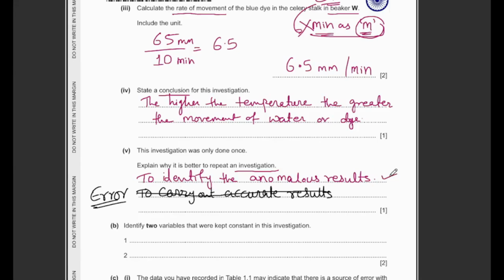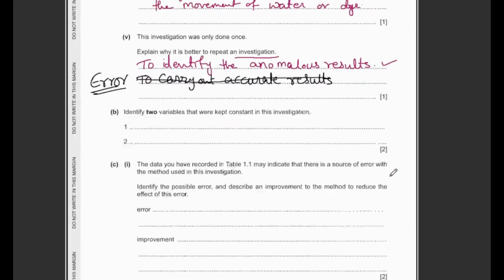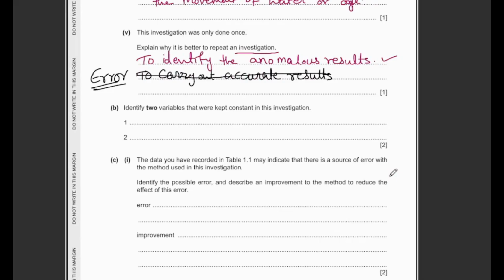Next one, identify 2 variables that were kept constant in this investigation. What are basically the variables? We will see in the ATP 6 marks question. But please remember, independent is there, dependent is there, and controlled. So the 2 variables kept constant are things we keep constant for a fair experiment. What will it be to keep the experiment fair? It will be the time.